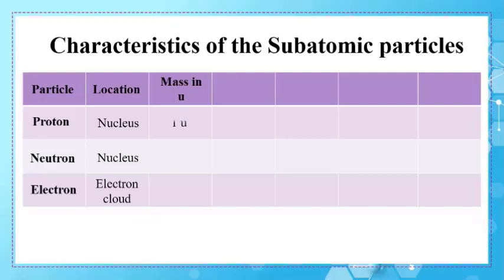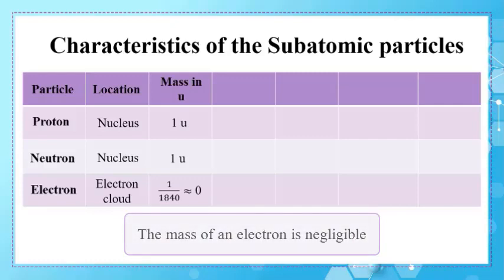The mass of a proton is 1 U, which is equal to that of a neutron, while the mass of an electron is 1 over 1840 the mass of a proton. The value is approximately equal to 0.